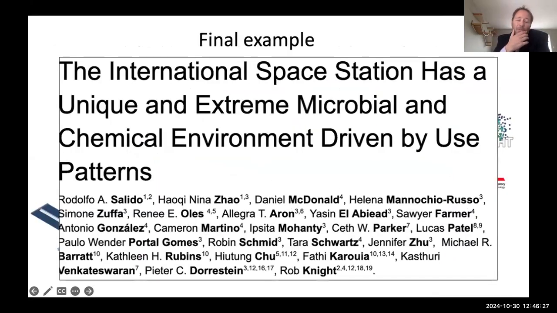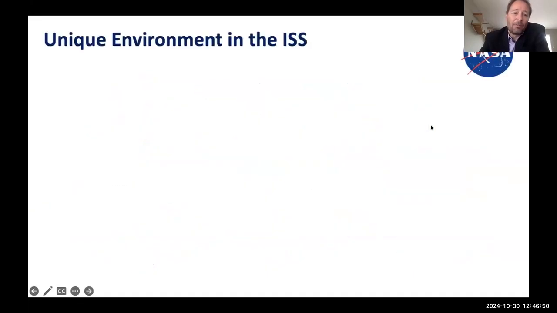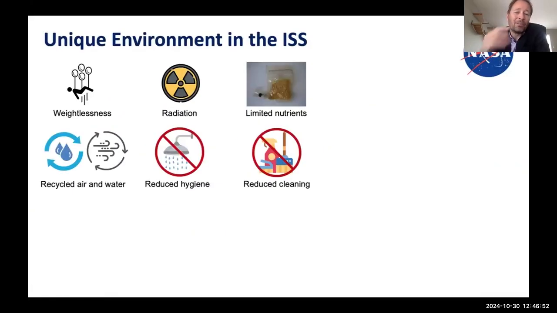And so the final example that I'm going to leave you with is our project on the International Space Station. It's basically a very unique and extreme microbial environment. This is a project with my co-worker, Rob Knight, and Rudolfo and Nina are the ones that are leading this particular project. This is a project together with JPL, these particular individuals. But the environment at the International Space Station in many ways is very unique compared to what you might find on Earth.